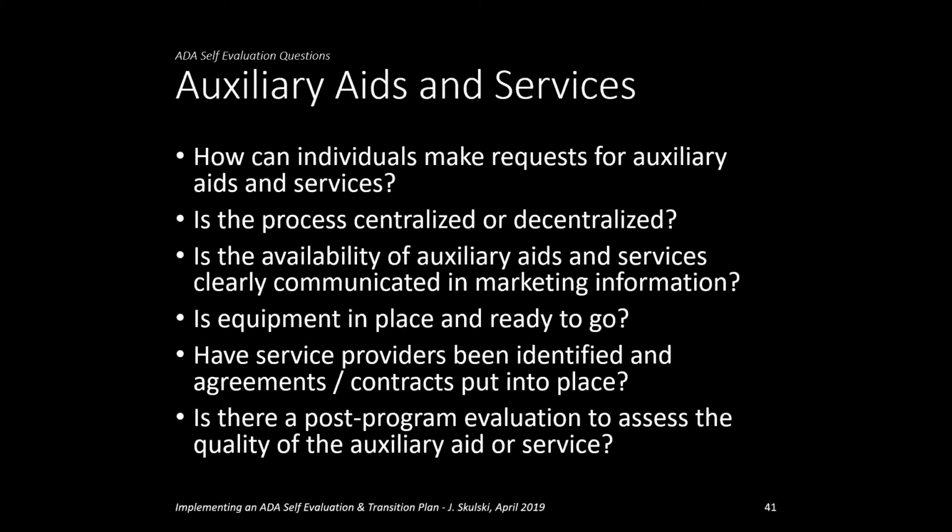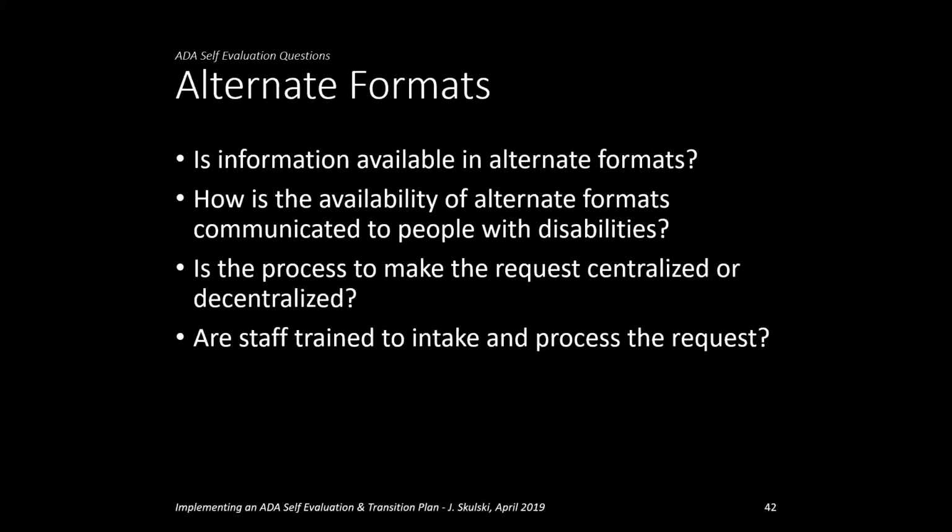Is the equipment ready to go and in place? Have your service providers been identified? Do you know who those are? Do you have any types of agreements or contracts in place with them? And then also looking at, after the program, how do you evaluate the quality of the auxiliary aid or service that has been provided? How are you providing alternate formats? How is it communicated that you even provide those alternate formats? Again, is that centralized or decentralized? And is staff trained on how to receive and process those requests?